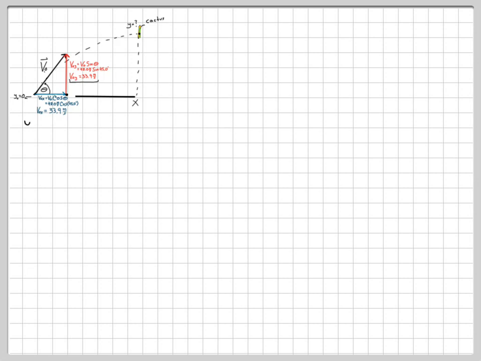So I'll start out in the vertical y dimension, just listing out my initial conditions.